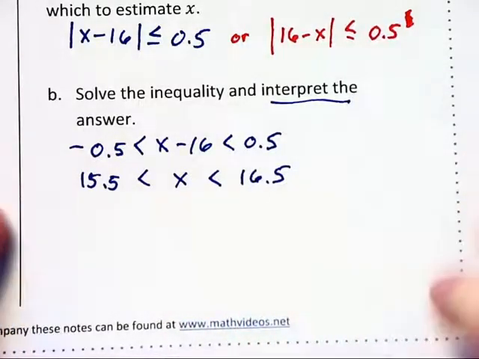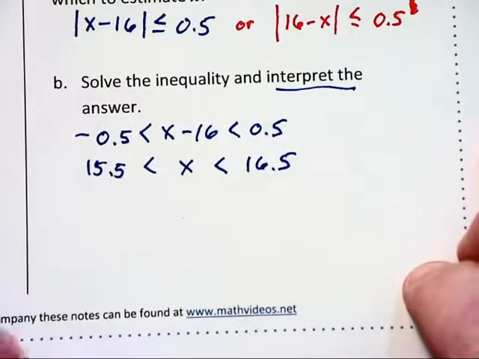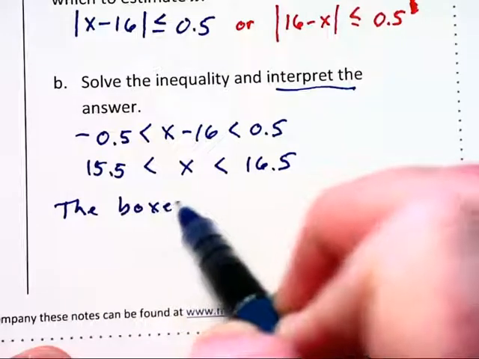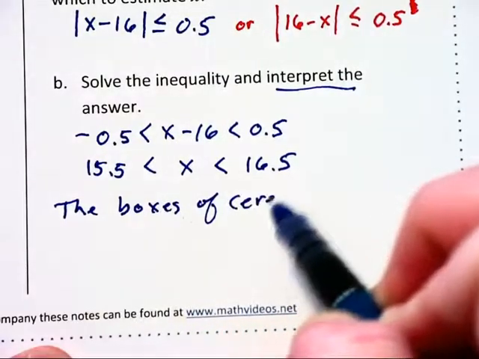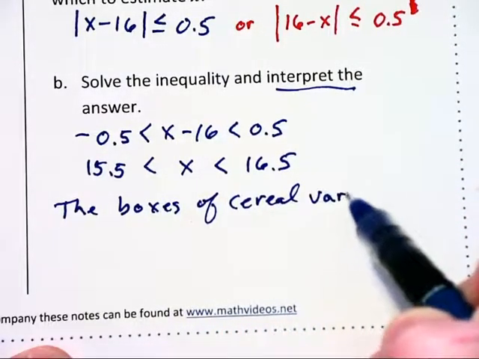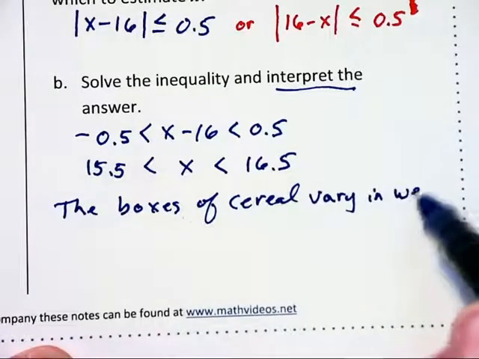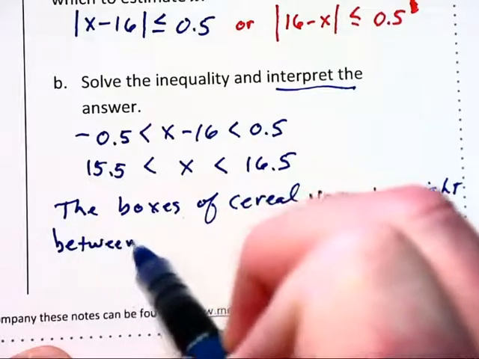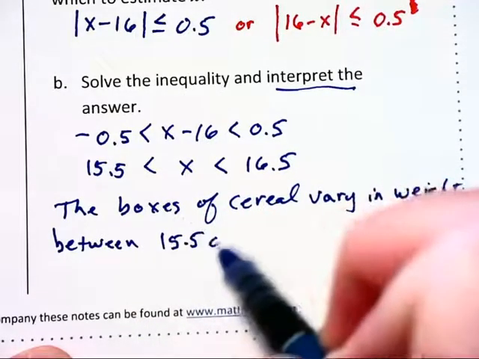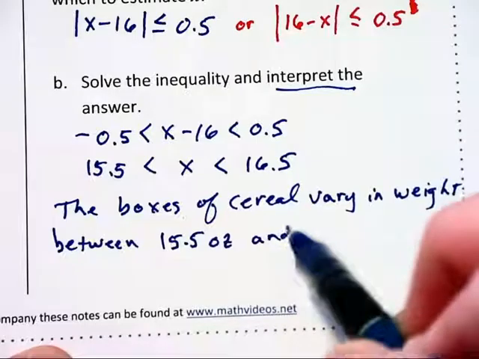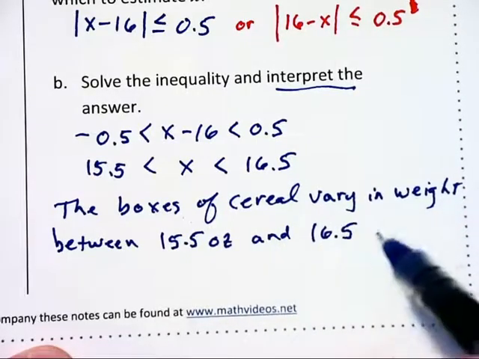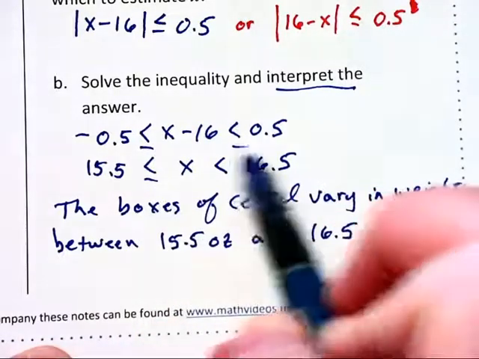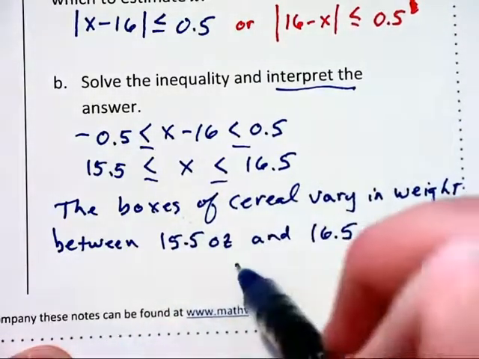It asks us to interpret the inequality, and basically this means that the boxes of cereal vary in weight between 15.5 ounces and 16.5 ounces. And I'm just noticing I forgot to include my equal signs, so, comma, inclusive.